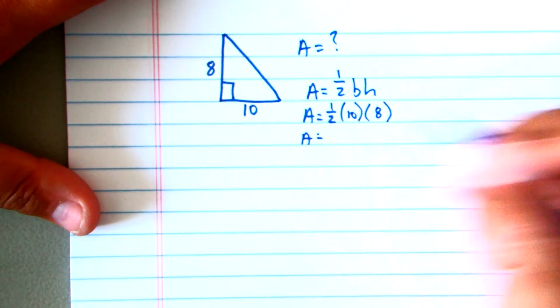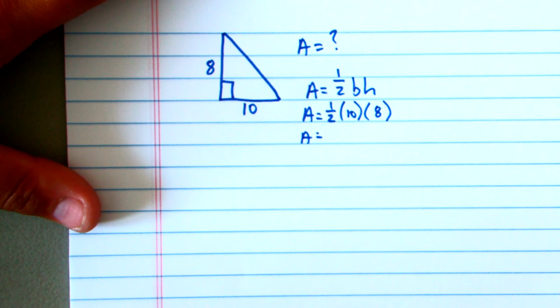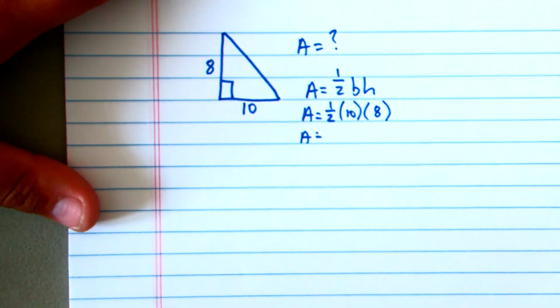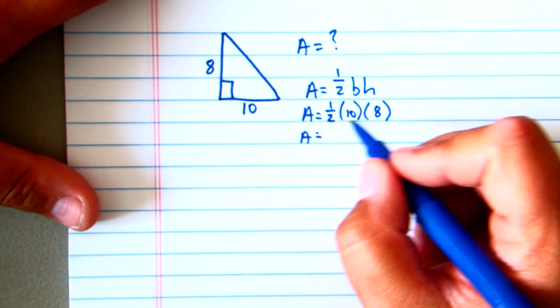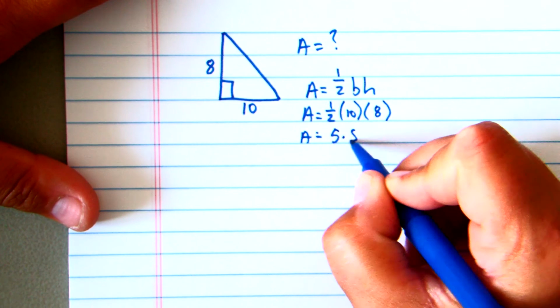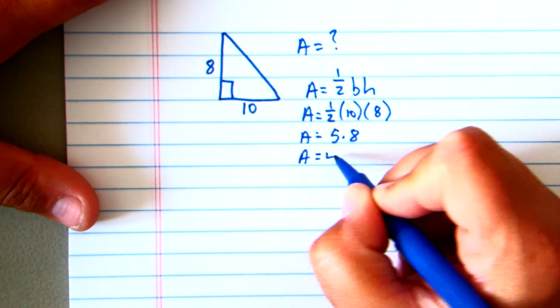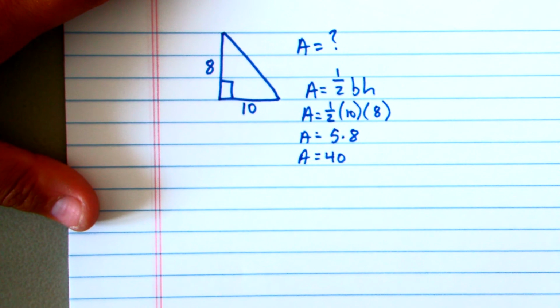Now, due to the commutative property of multiplication, the order in which we do this does not matter. 1/2 of 10 is 5, times 8. Area is equal to 40. Simple enough. Knowing those equations is very, very important to be able to do tomorrow.